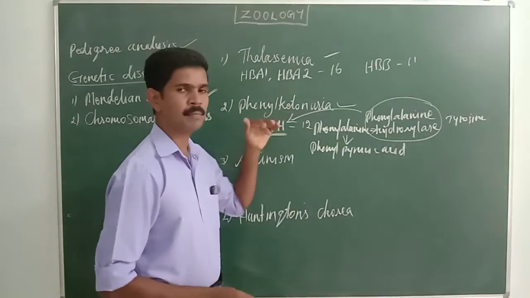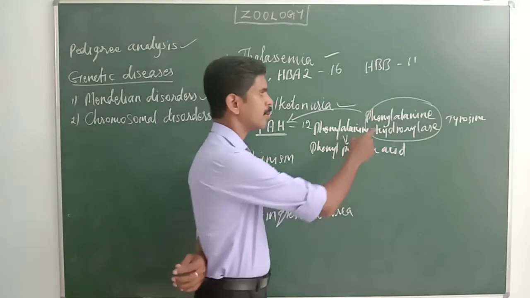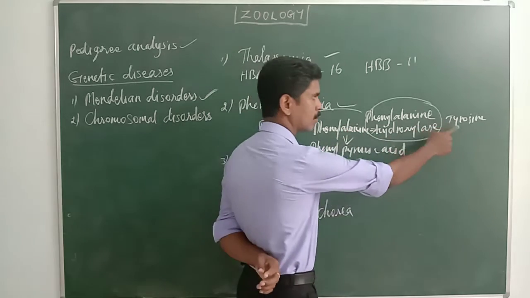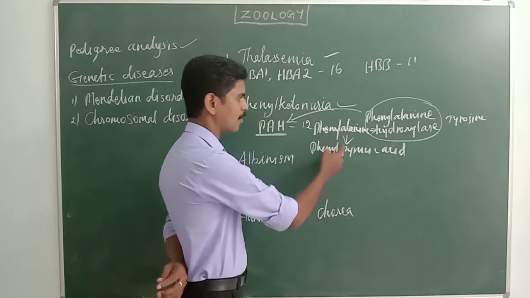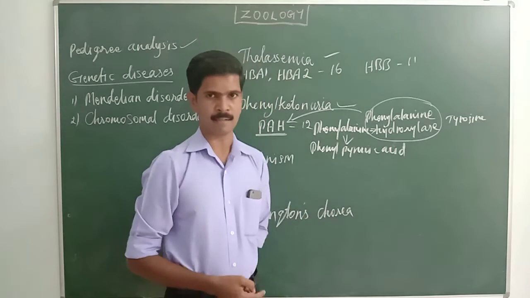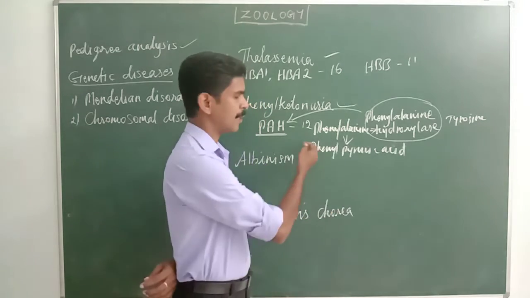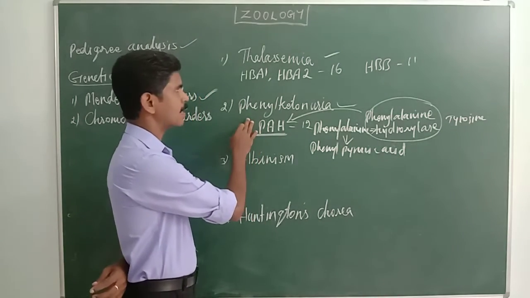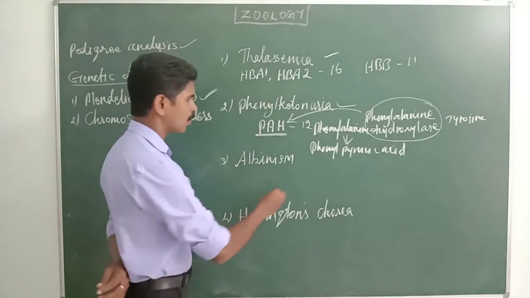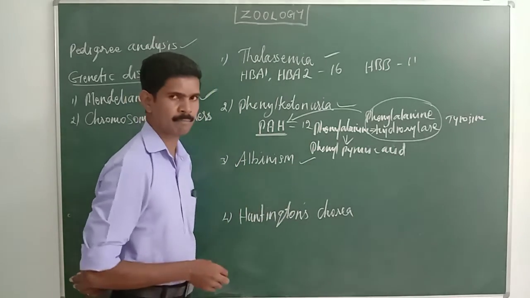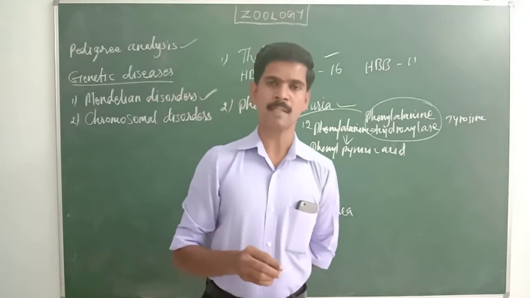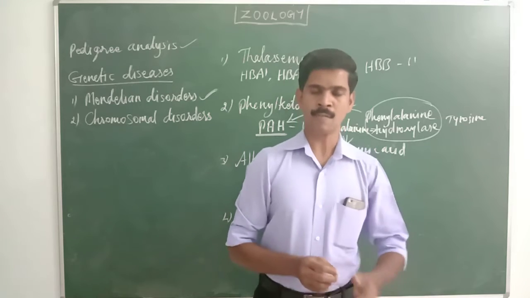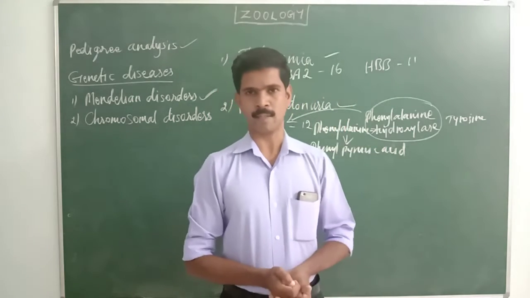If this gene undergoes mutation, the gene is unable to produce phenylalanine hydroxylase. So the phenylalanine is not converted into tyrosine, and it is converted into phenylpyruvic acid. Understand? And this phenylpyruvic acid is released through the urine. So now we have completed the second genetic disease, phenylketonuria, and now we are going to study the third genetic disease, albinism. This albinism is also an example of an autosomal recessive gene disease.